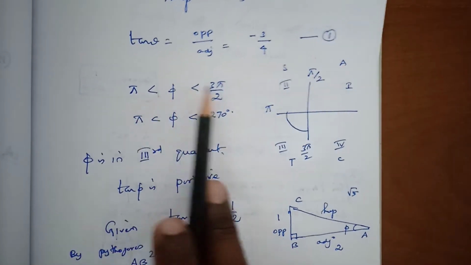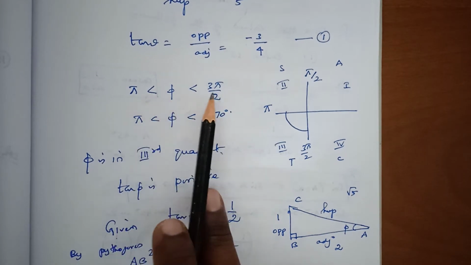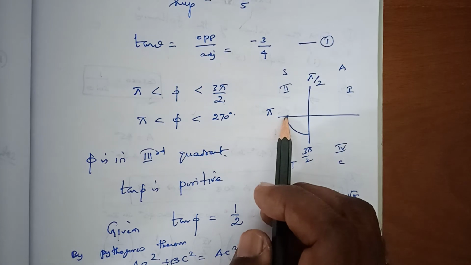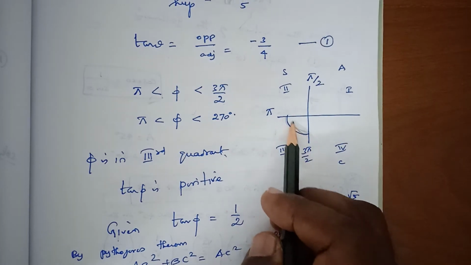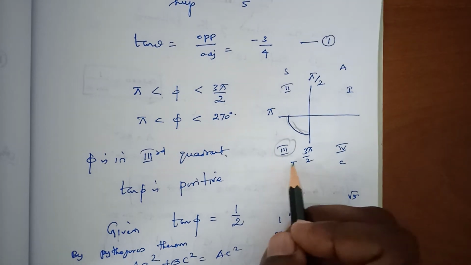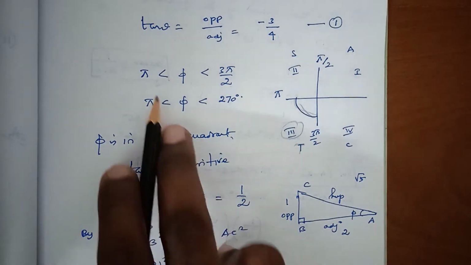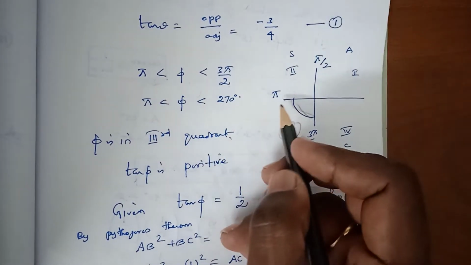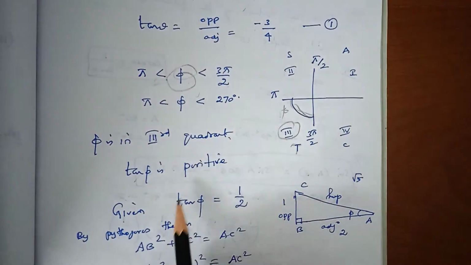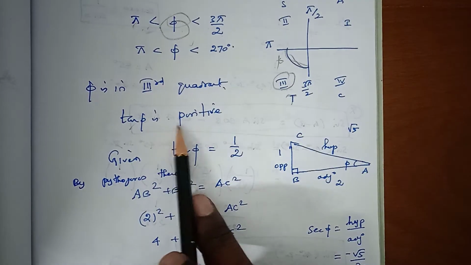The second part is the angle phi. Phi lies between pi and 3 pi by 2, which is 180 to 270 degrees. This is the third quadrant. In the third quadrant only tan is positive and the remaining ratios are negative. So in the third quadrant tan phi is positive.